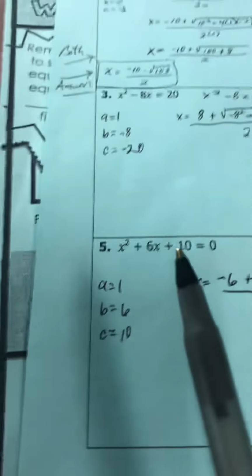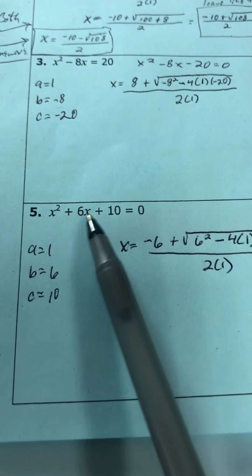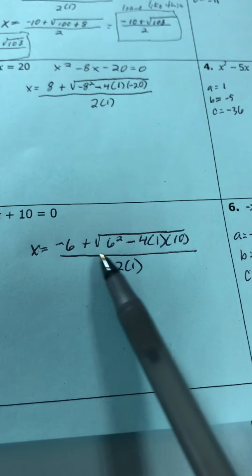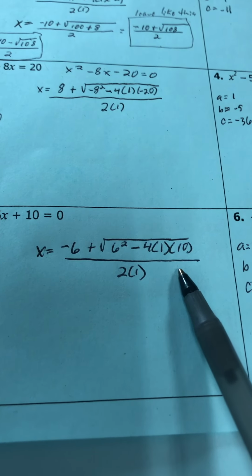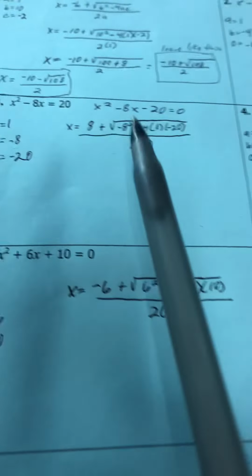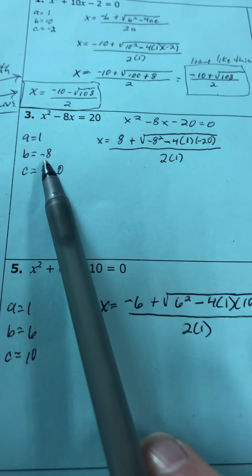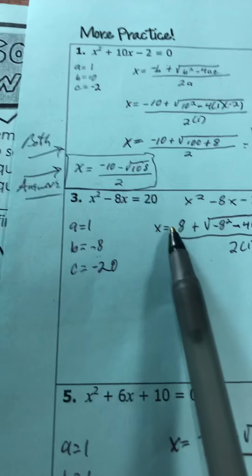For number 5, my A, my B, and my C, I plug them into the quadratic formula that's at the top of your page. And just remember, like back at this one, this was negative 8, but remember, the formula is a negative B, so a negative 8 became a positive 8. That's how that one stayed that way.